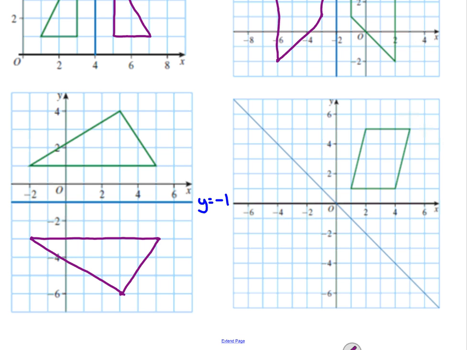Just check: is each point on the object equidistant from the mirror line compared with its corresponding point in the image? Yes, it is. I'm just looking at that distance from there to there, same as that one from there to there.